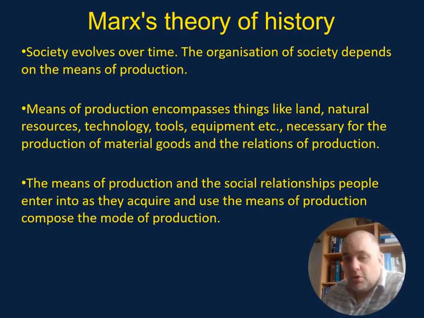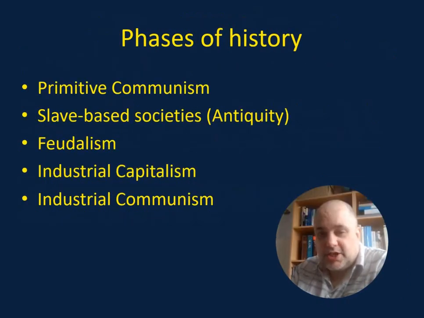What we call the mode of production refers again to social relations and how those are organised in a particular society. So let me explain a little bit more what we mean about the mode of production and the progression of history through different phases. Marx believed that human society evolved and was still evolving over time, and that history unfolded in a series of distinct phases.